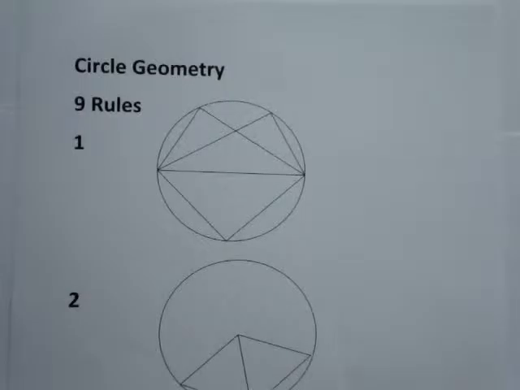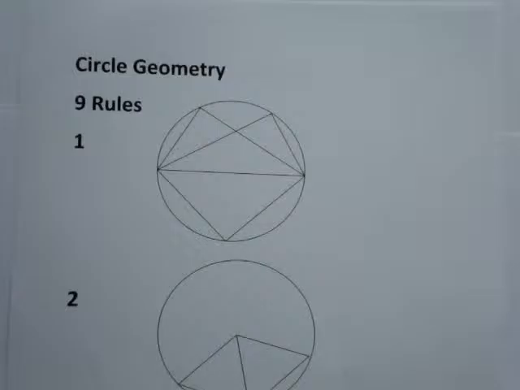Now in circle geometry there are 9 rules that we have to remember. We'll go through them one by one, but they can be in any order.